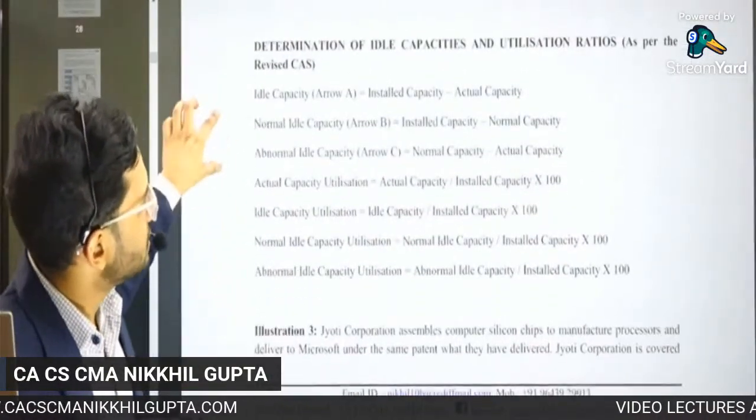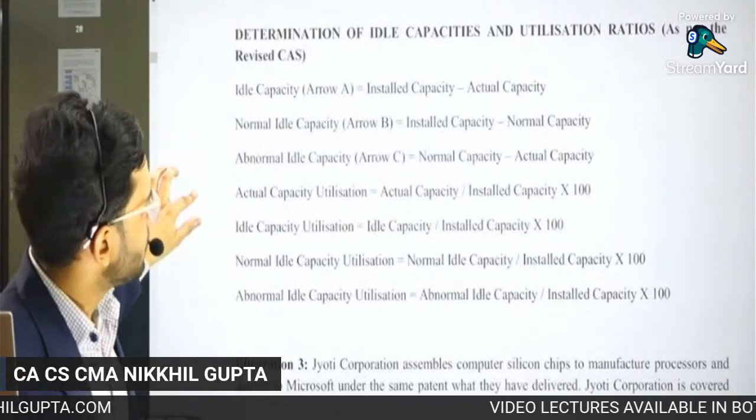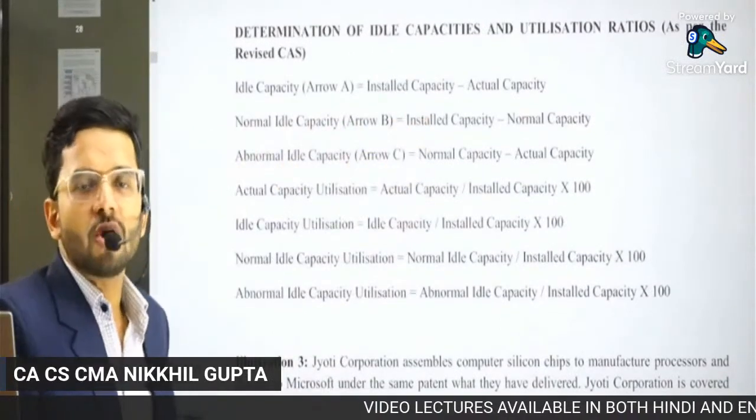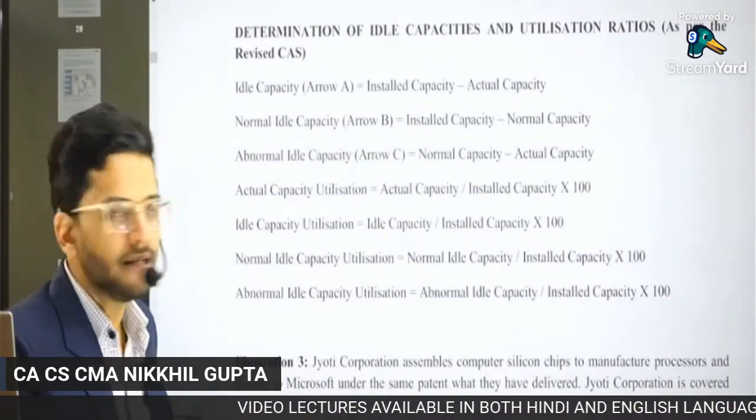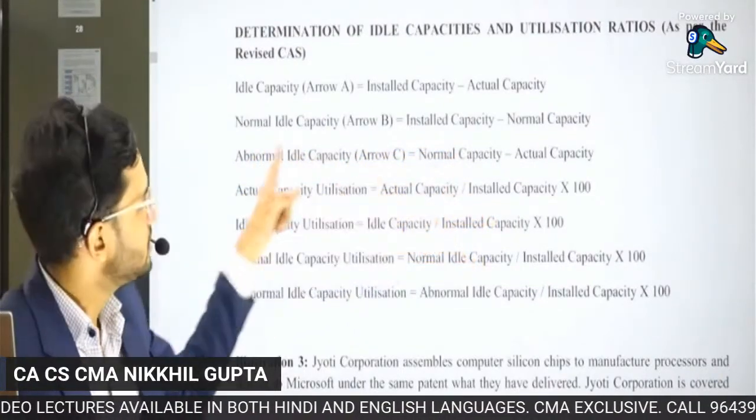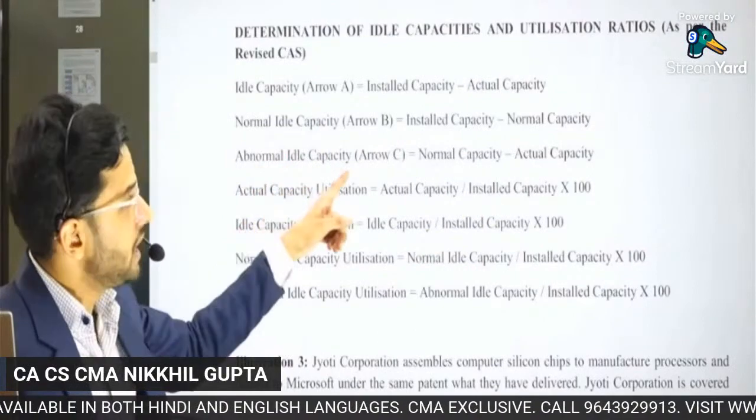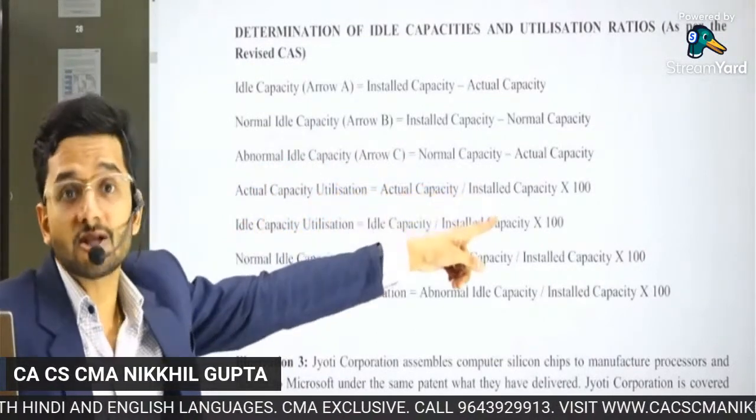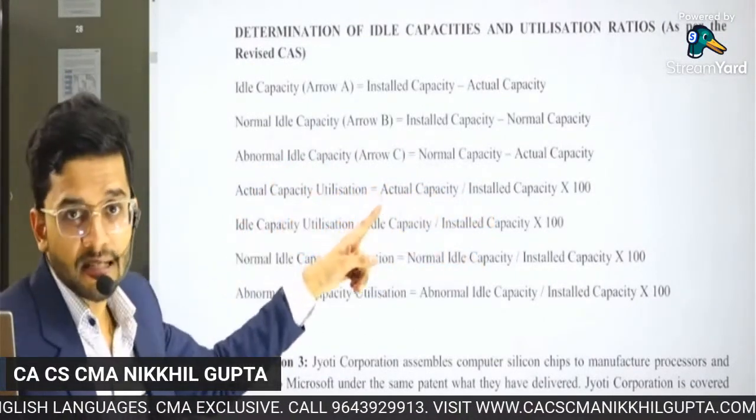So idle capacity is installed capacity minus actual capacity. That is idle capacity. Normal idle capacity is installed capacity minus normal capacity. Abnormal idle capacity is normal capacity minus actual capacity. That is abnormal idle capacity.